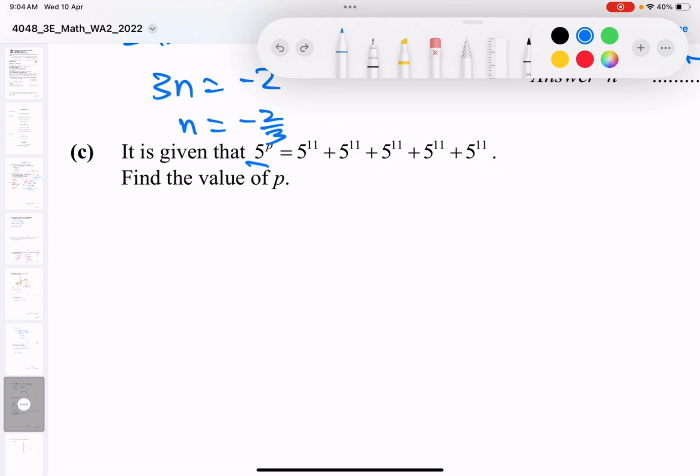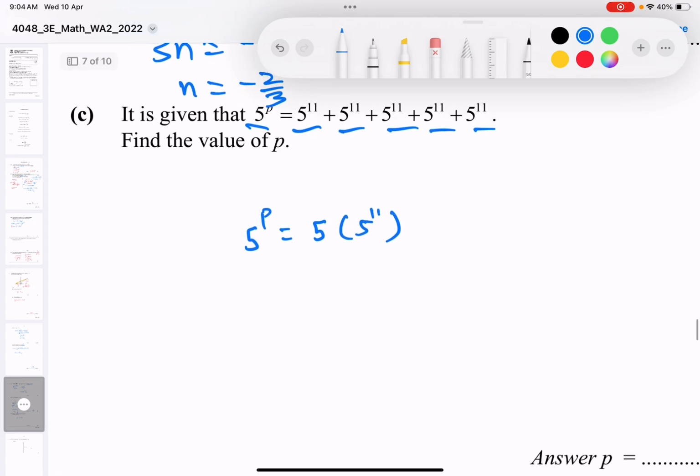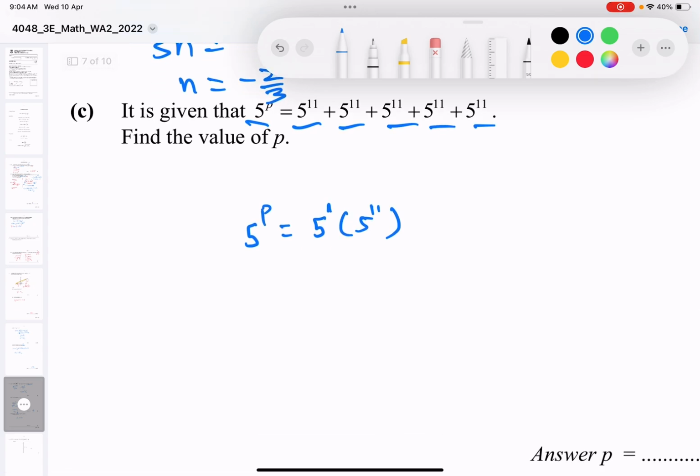So would you not agree with me that this 5 to the power of p is the same as 5 times 5 to the power of 11? Correct? Because we have 5 to the power of 11. So it's 5 times 5 to the power of 11. If I have this, 5 is just 5 to the power of 1. Same base. That means I can add the powers. So it's 5 to the power of 12.